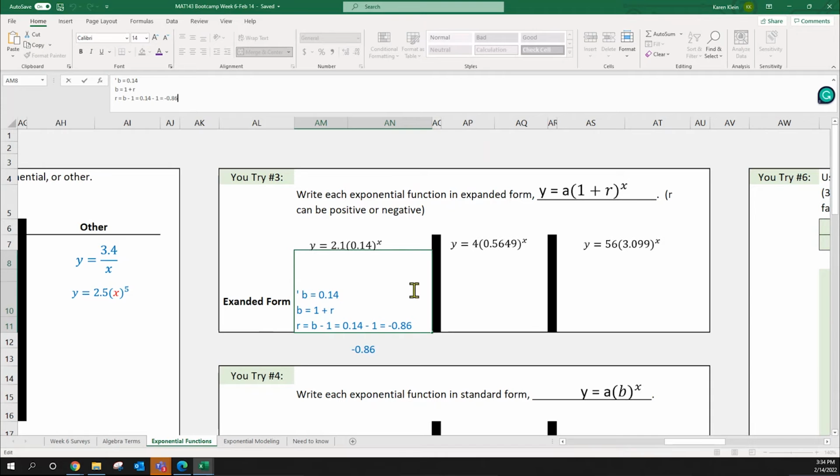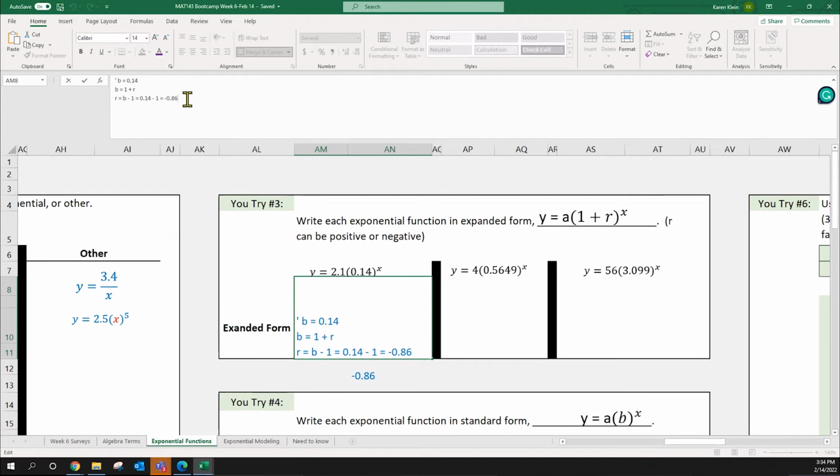And by the way, how I'm able to type all in this cell is to do a carriage return, like a return inside of a box: you have to hold down your Alt key and then hit enter. That's how I'm able to keep adding there, just in case you were wondering. So this is going to give me y equals 2.1, and I'm going to have 1 plus a negative. So if I have plus a negative, that's just going to turn into a minus. That's 0.86, and that's to the power x.